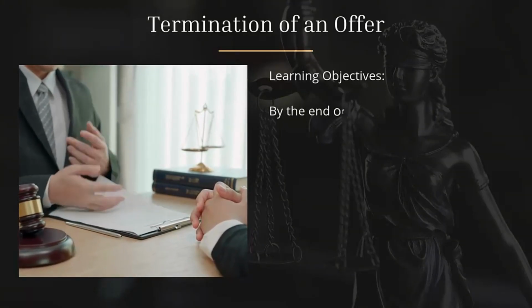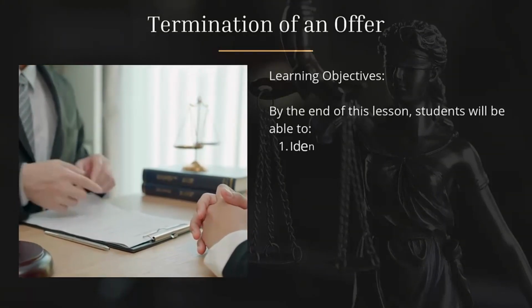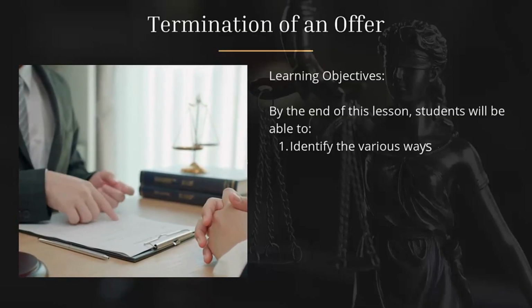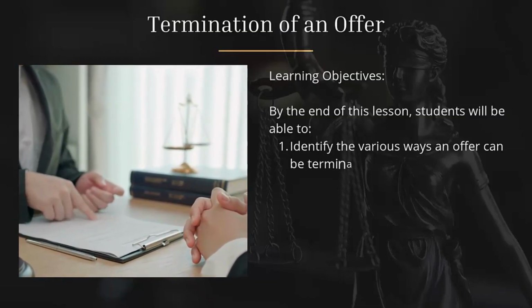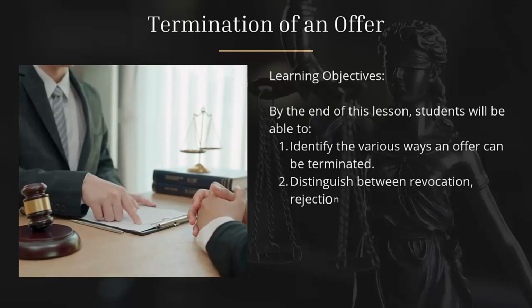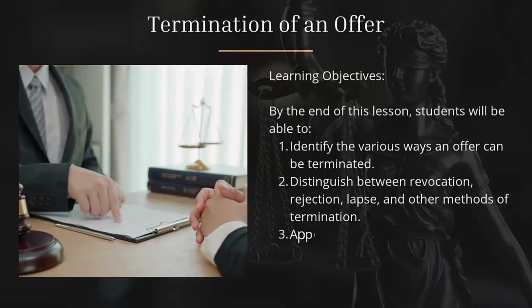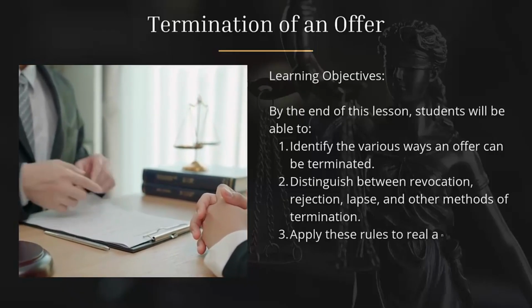Termination of an offer. Learning objectives. By the end of this lesson, students will be able to identify the various ways an offer can be terminated, distinguish between revocation, rejection, lapse, and other methods of termination, apply these rules to real and hypothetical scenarios, and analyze case law that clarifies these rules.